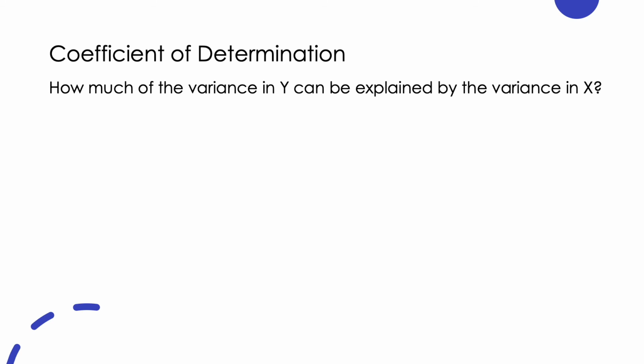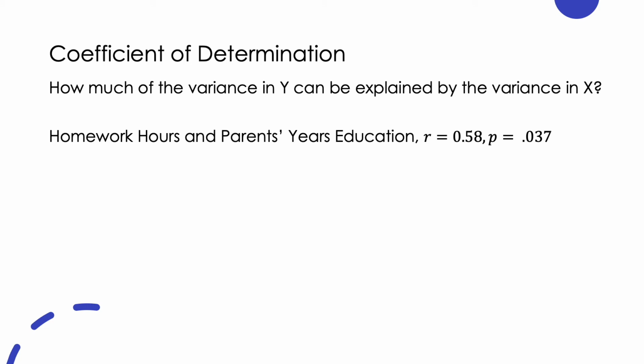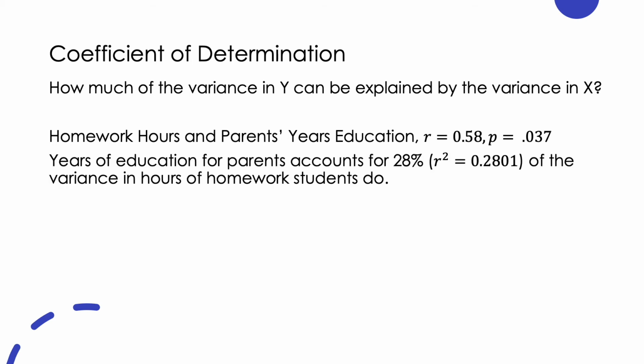So what can we report or say using the coefficient of determination? I start with the statistical summary for the correlation. So I say that there is a statistically significant, strong, positive correlation between hours of homework and the parents' years of education, r equals 0.58, p equals 0.037. Then I can say, using the coefficient of determination, that the years of education for the parents accounts for or explains 28% of the variance in the hours of homework.